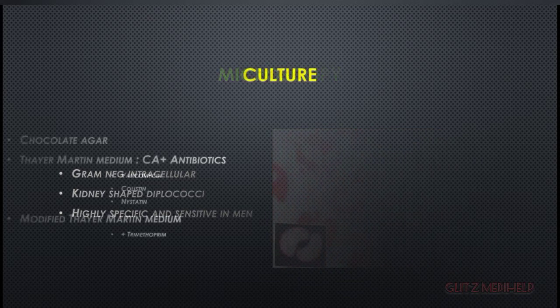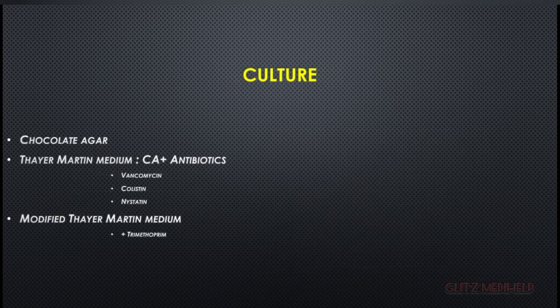For the culture, we can use various media. Chocolate agar can be used. However, the selective medium is Thayer Martin medium. Do you know what a selective medium is? It will inhibit the other common organisms and allow only the pathogenic bacteria to grow. So for gonorrhea, we have the Thayer Martin medium. It is nothing but chocolate agar mixed with three antibiotics: vancomycin, colistin, nystatin.